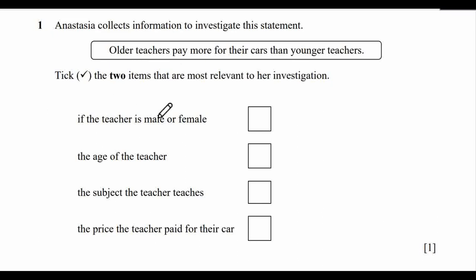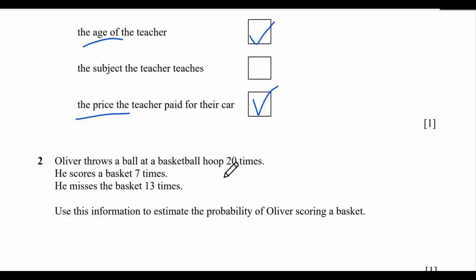If the teacher is male or female, the age of the teacher, the subject the teacher teaches, the price the teacher paid for their car. So the topic is about older paying more than younger. You may pause this video if you want to do your own answer first. Here is the explanation. Older teacher is related to the age, and pay more is related to the price. So this will be our answer. Let's move to the next question.